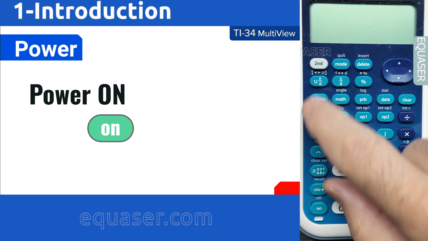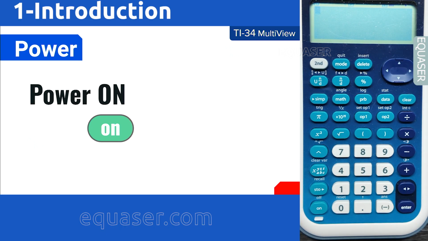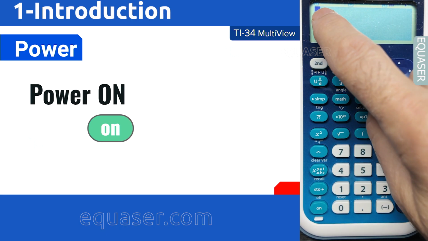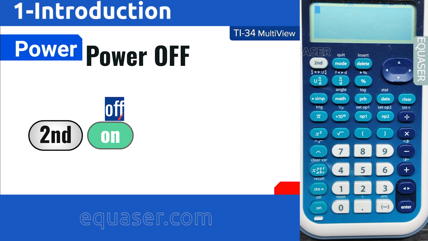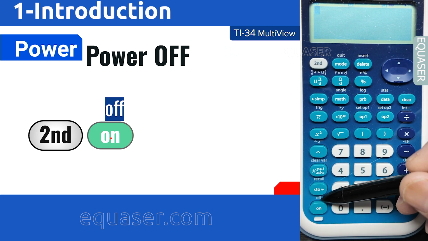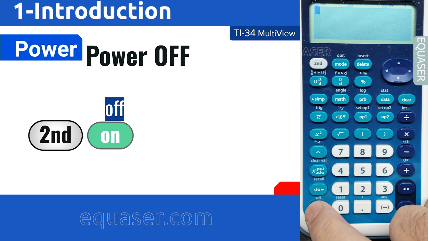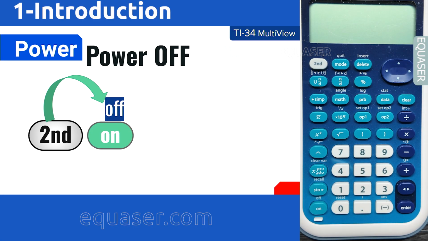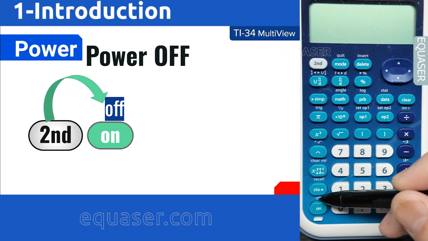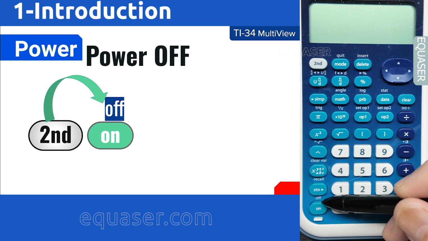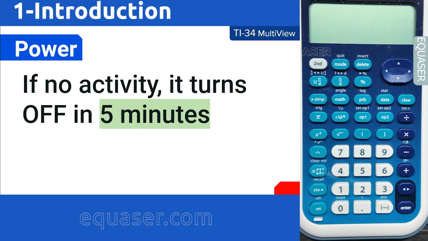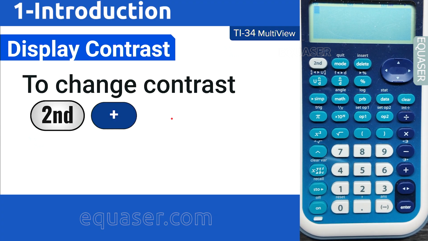To turn on the calculator, we press this on button at the bottom. The calculator is turned on, the cursor is blinking. To turn it off, we press second function and on. Now there is off available, press second and off. The calculator will be turned off. Pay attention that off is just above the on button and we can see it. If there is no activity, the calculator will turn off in 5 minutes. Let me turn it on.